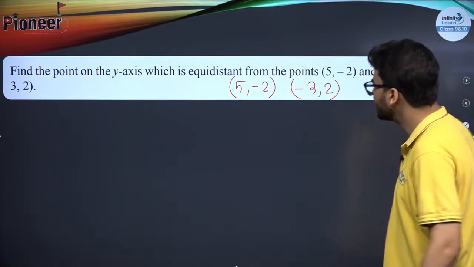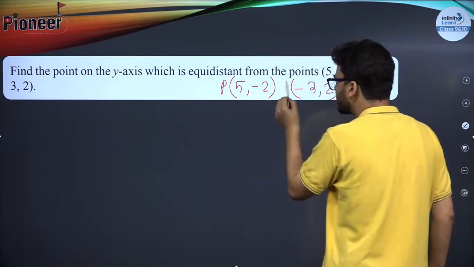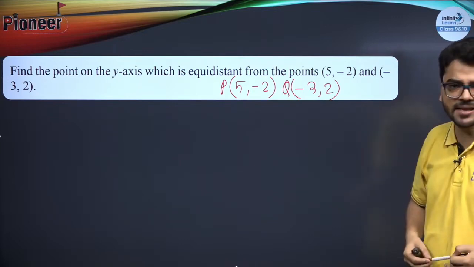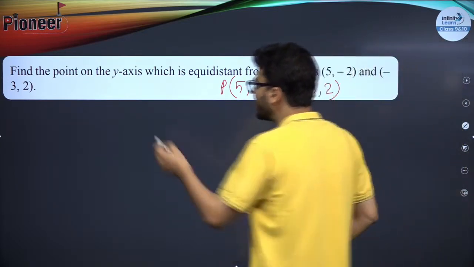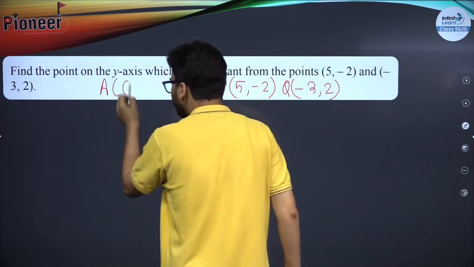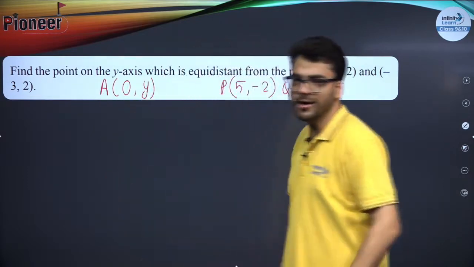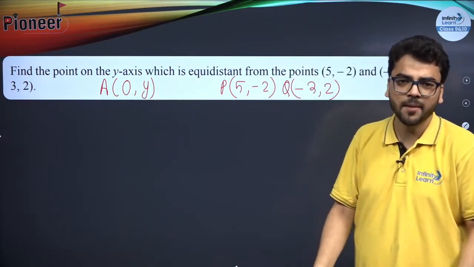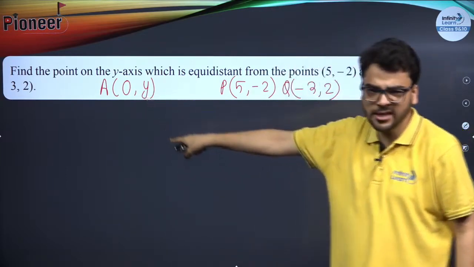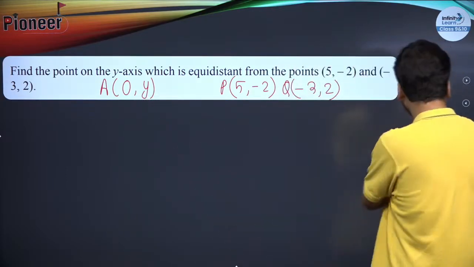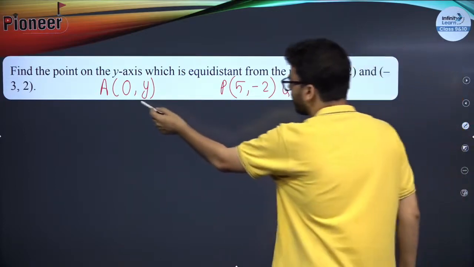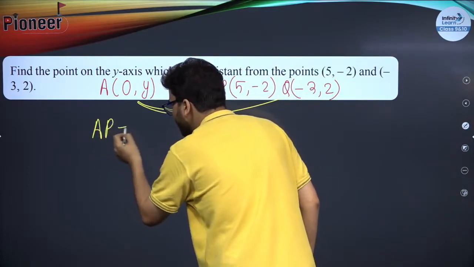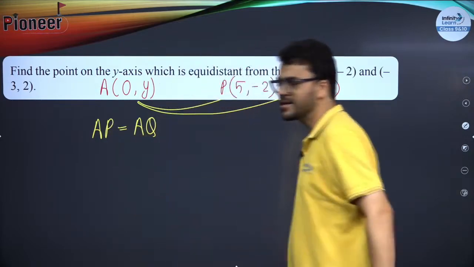So basically, suppose the name of this point is P and the name of this point is Q. Now find the point on the y-axis. Suppose that point is A. Any point on the y-axis is of the form 0 comma y, because the x coordinate of any point on the y-axis is 0 only. Now it is given in the question that A is equidistant from both P and Q. So basically AP is equal to AQ.